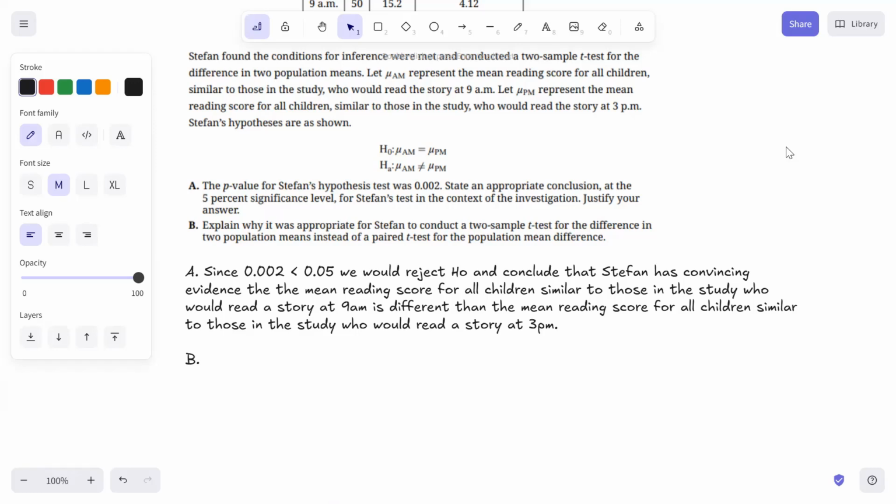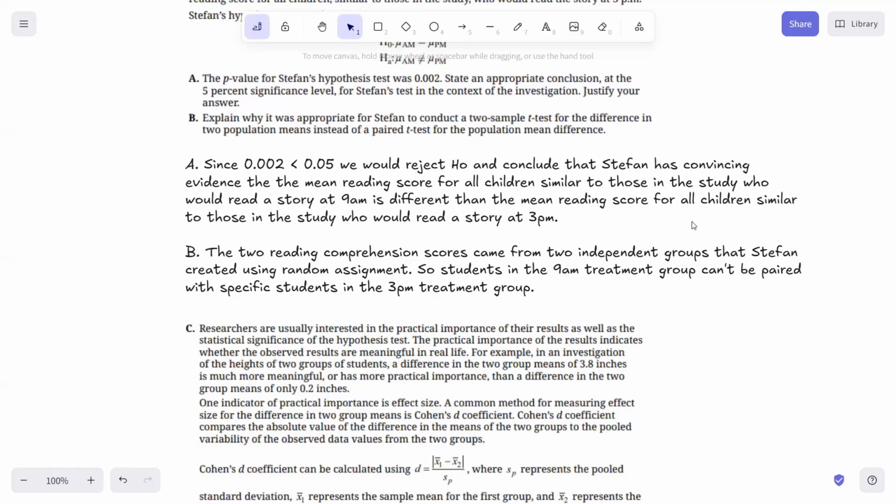So the individuals at the 9 a.m. treatment group couldn't be paired with specific individuals in the 3 p.m. treatment group. That's why we needed to conduct a two-sample t-test for the difference in population means. Again, I'll write that out for you below. So there you have B written out.